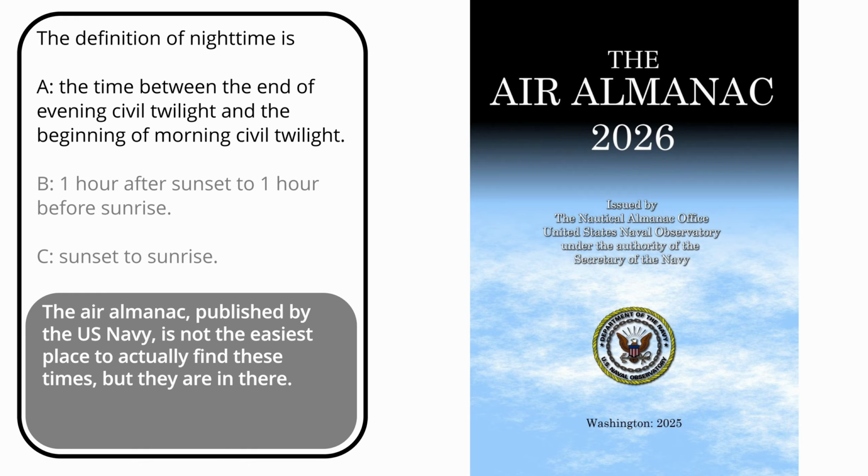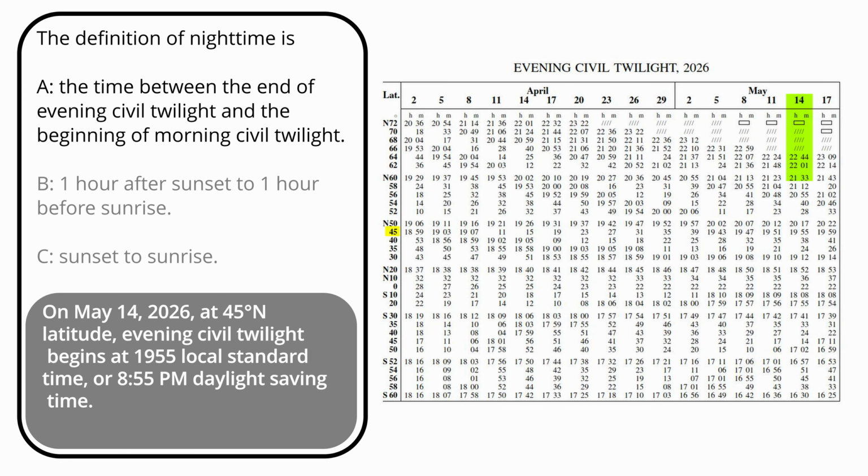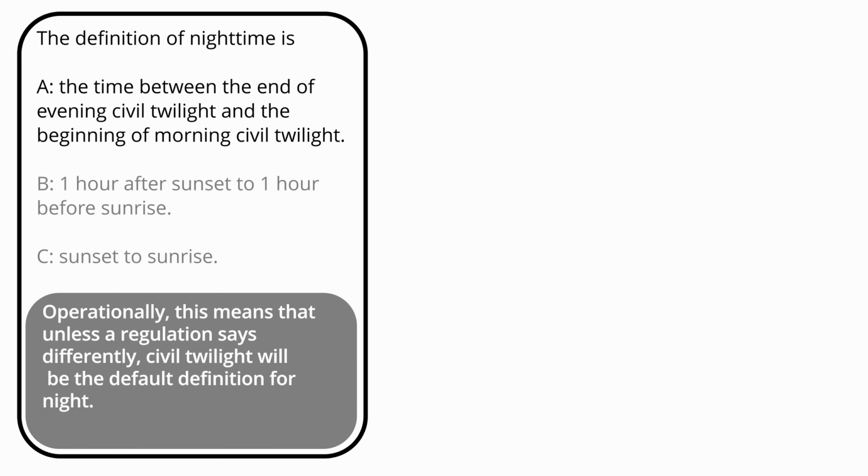The Air Almanac, published by the U.S. Navy, is not the easiest place to actually find these times, but they are in there. On May 14, 2026, at 45 degrees north latitude, evening civil twilight begins at 19:55 local standard time, or 8:55 p.m. daylight saving time. Operationally, this means that unless a regulation says differently, civil twilight will be the default definition for night.